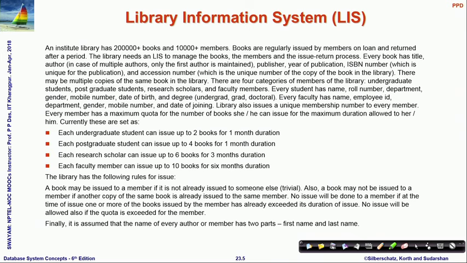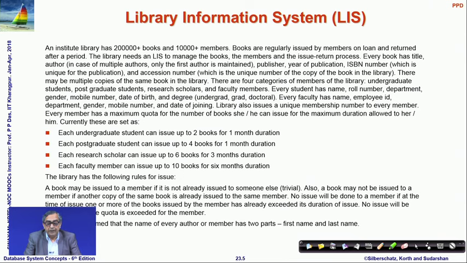The students are specified by their name, roll number, department, gender, mobile number, date of birth, and the degree that they are doing, and every faculty member also has a name, employee ID, department, gender, mobile number, and the date of joining. To manage these members, the library also issues a unique membership number to every member, and every member has a maximum quota for the number of books that she or he can issue, and the maximum duration for which those books can be retained once issued. So, there are different specifications for different categories of members, with different quota and different duration.